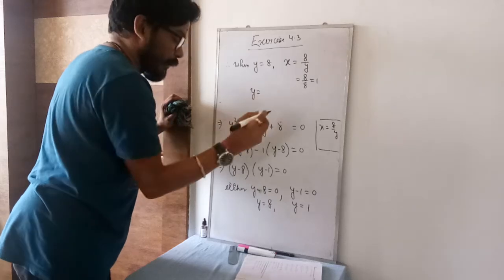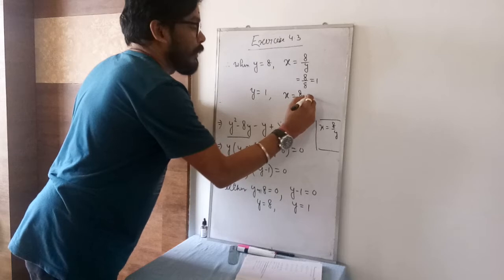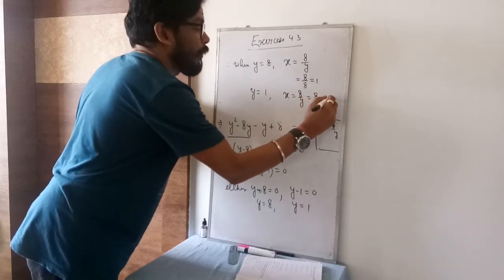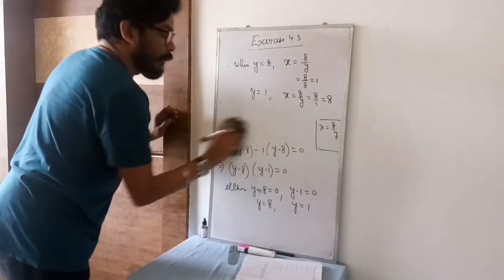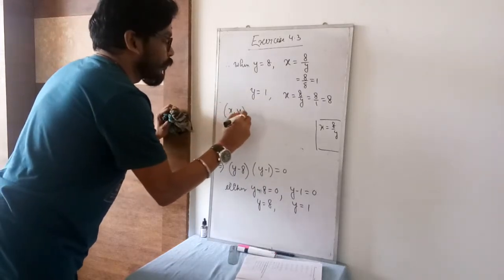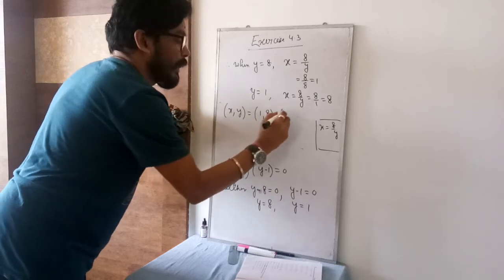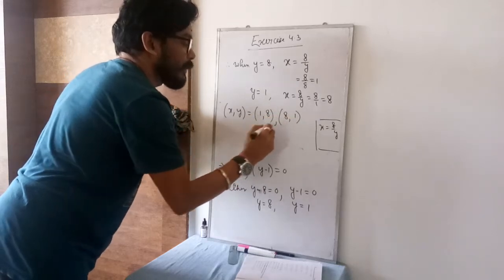Again, when y equal to 1, x is how much? It is 8 by y. That means 8 by 1 equal to 8. So these are the two values of x and y you got. So at last you will write x comma y equal to x is 1, at that time y is 8, x is 8, y is 1. So these are the two values.